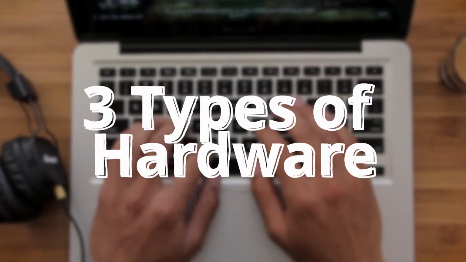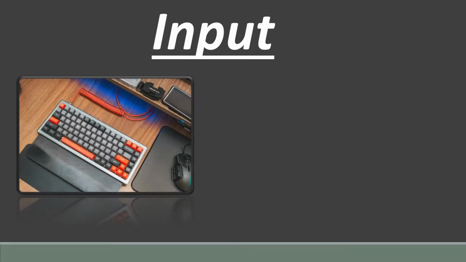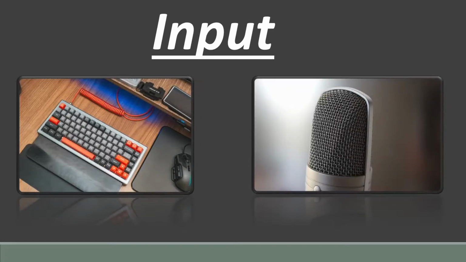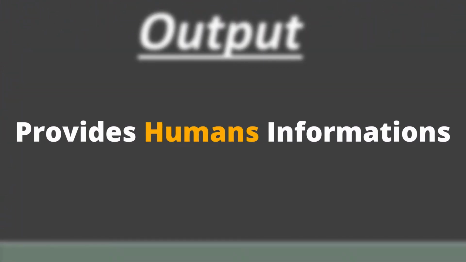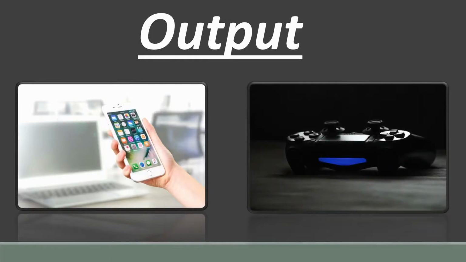Now let's talk about the three types of hardware. We have the input, which provides information for the computer, like when you type on the keyboard or record your audio, but definitely the computer will transform that information to binary so it can understand. Output, which provides humans information, generally converting machine to human language, like the screen of your mobile or your PS5 controller. Both of those examples read binary, but convert this data into human language for us to understand what is happening.